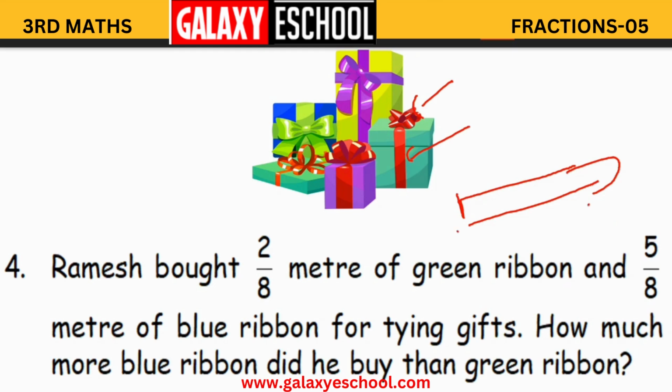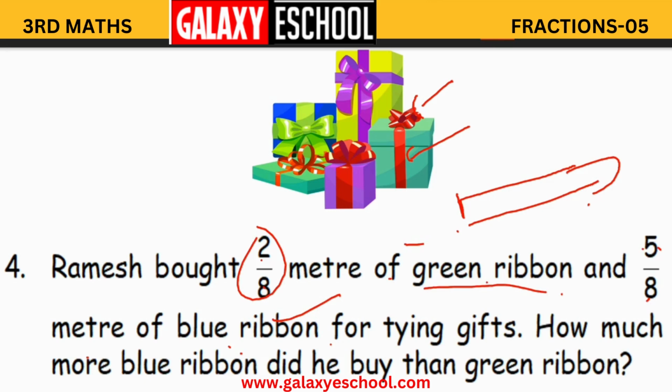Okay, from that meter, Ramesh bought only 2 by 8 of a meter of green ribbon and 5 by 8 meter of blue ribbon. Now which was bought more? Blue ribbon was bought more, yes. Ramesh bought only 2 of green ribbon but 5 of blue ribbon. Now we should find out how much more blue ribbon did he buy than the green ribbon.